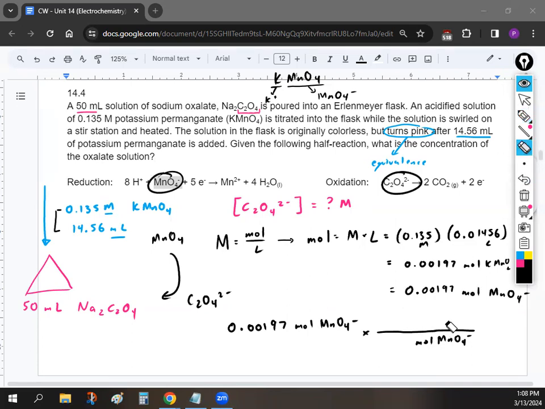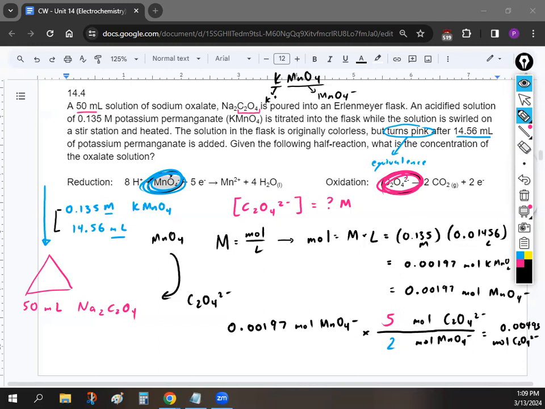So if we take a look at our combined reaction that we wrote earlier, what is the mole ratio between the two? 5/2. Yeah, 5/2. You have 5 moles in front of this one in your complete reaction, and then you have 2 in front of this one. So it'll be 5/2. Okay. And for that, I got 0.00493 moles of C2O4 2 minus.